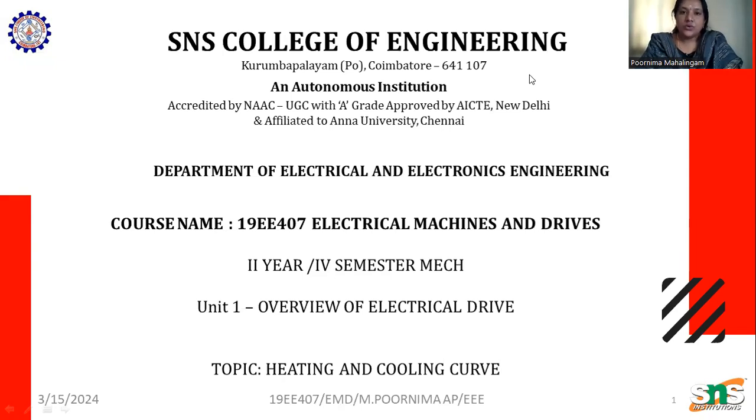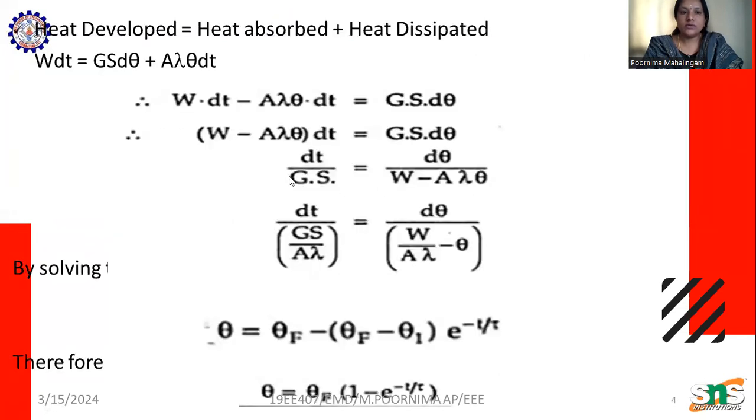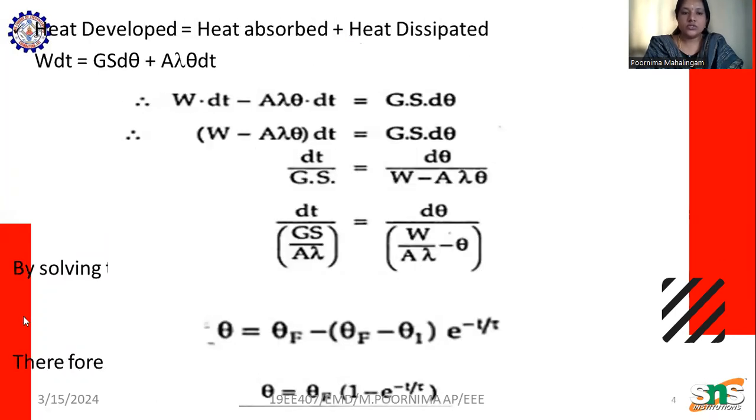In the last video, we saw the basics of heating and cooling, why cooling is needed, and how heat is produced. In this video, we are going to see the derivation for heating and cooling. In the last class, we discussed how heat is developed and how heat is absorbed and dissipated.